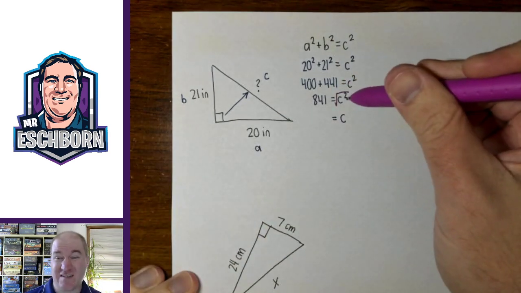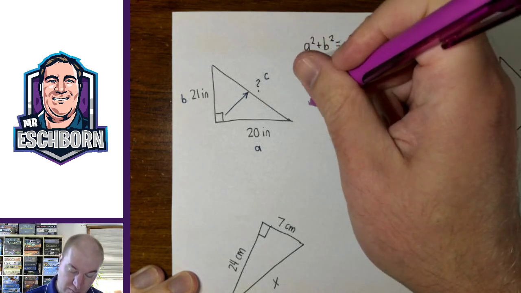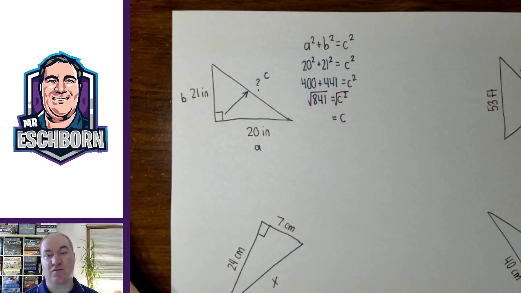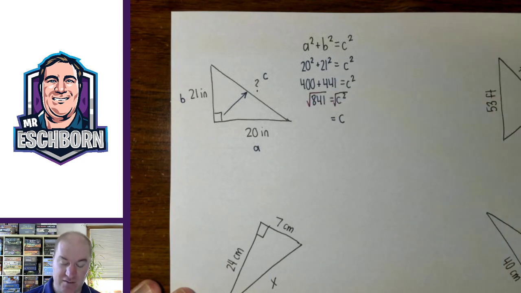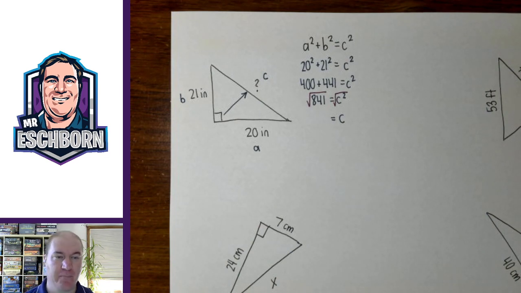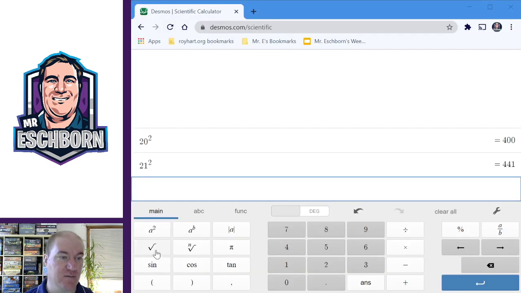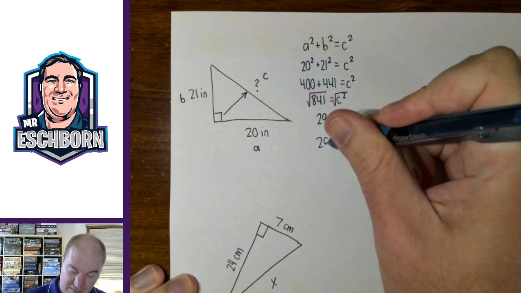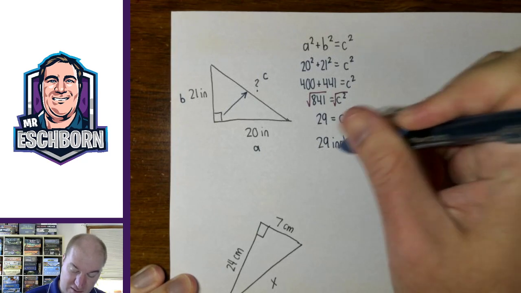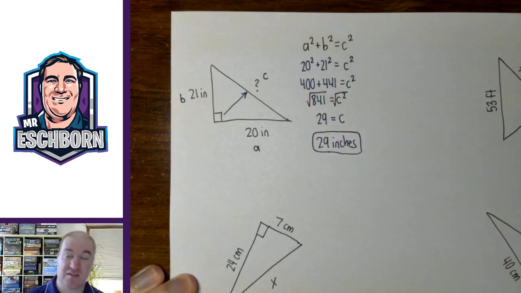If I square root this side of the equation, I have to also square root this side of the equation. Remember, when we do something to an equation on one side, we have to do the exact same thing to the other side. So I'm going to do the square root of 841 on my calculator. I'm going to find the square root button, do 841 and hit enter. The answer is 29. So this missing side is 29, and it was labeled with inches, so it's 29 inches.